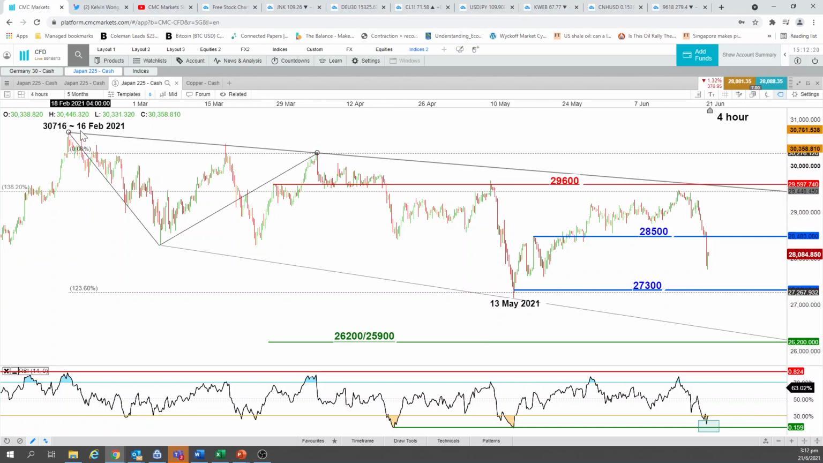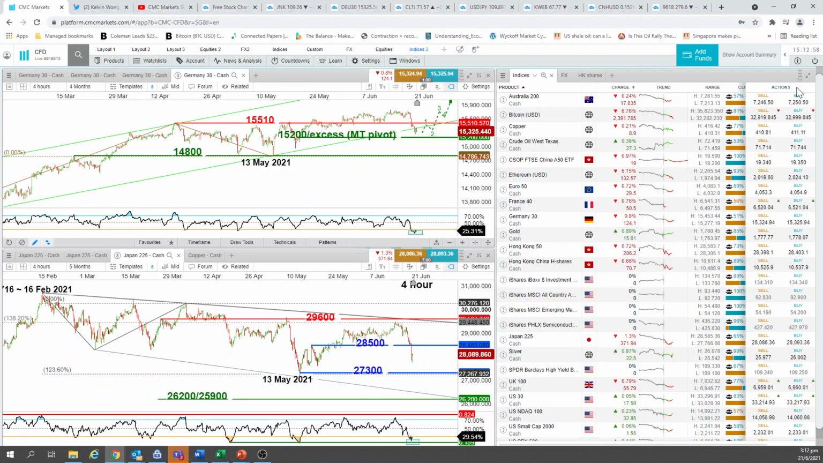Since the 16th of Feb 2021 high of 13,716, which is also a 31-year high, it has been in a sideways formation. This sideways could take the form of an expanding wedge, with the lower boundary of the wedge coming in at 26,200, 25,900. Unless we see a 4-hour close below 27,300 that validates this down move, for now it remains neutral, 28,500 and 27,300, due to the earlier elements that I shared with you on the daily chart. Now moving on to the German DAX.